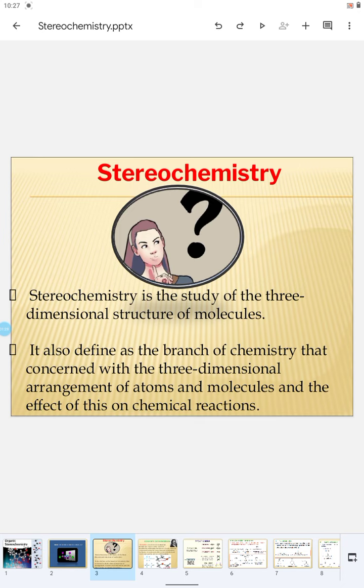Similarly, L-DOPA is used for Parkinson's disease as a drug, which is biologically active, whereas the S isomer is inactive. So before we go into detail about stereochemistry and its applications, let us have a very basic idea about isomers and isomerism.